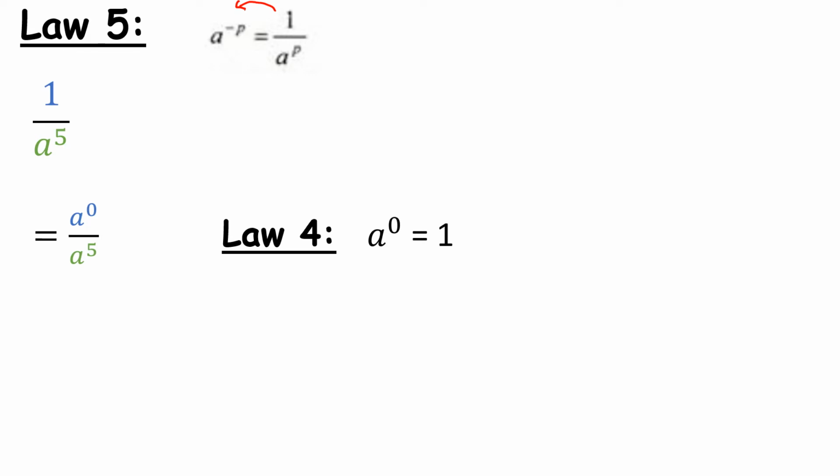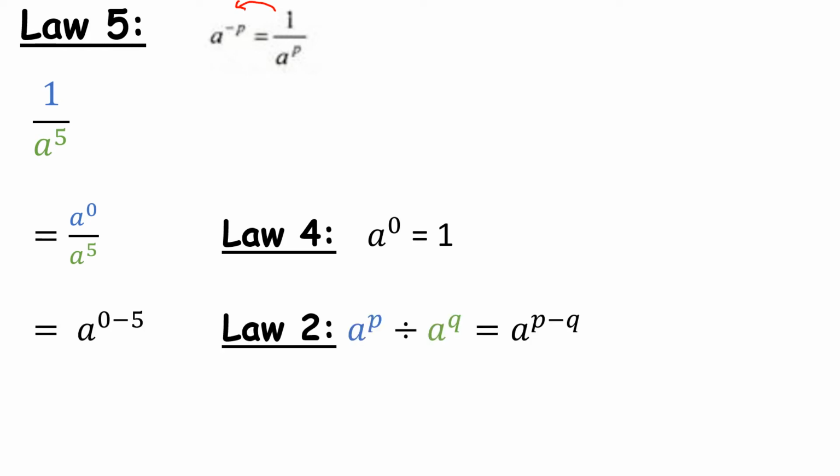I now have a to the power of 0 divided by a to the power of 5, so I can now use law 2. And using law 2, which talks about division being the same as subtraction of the powers, I get a to the power of minus 5. So we can see that this line here, 1 over a to the power of 5, gave us a to the power of minus 5.